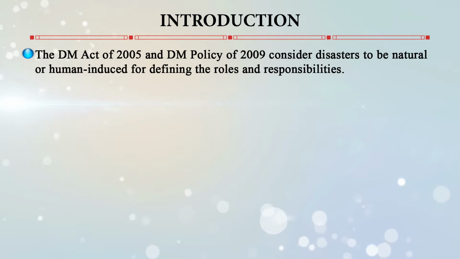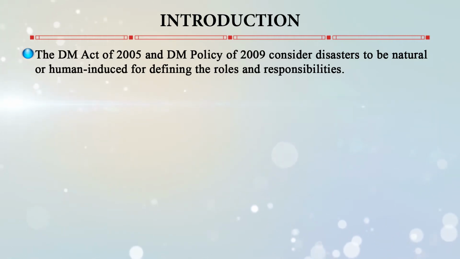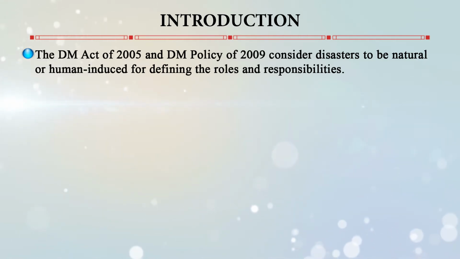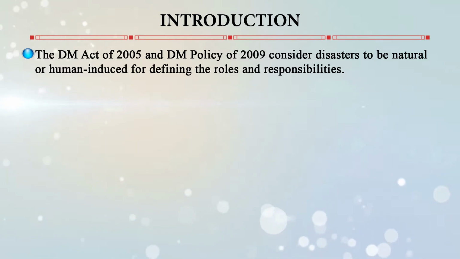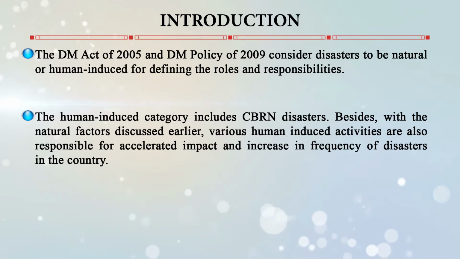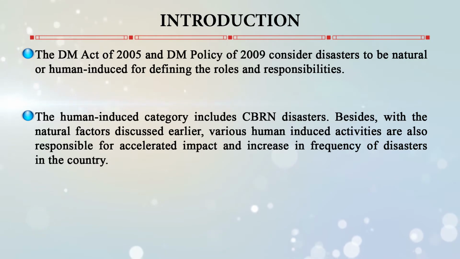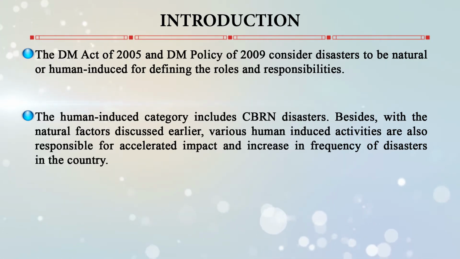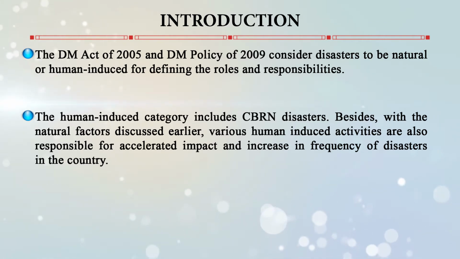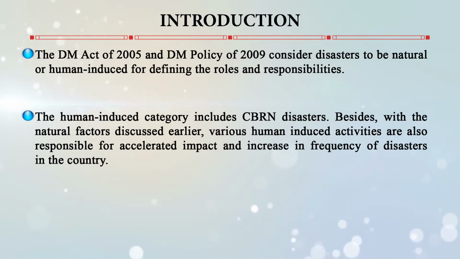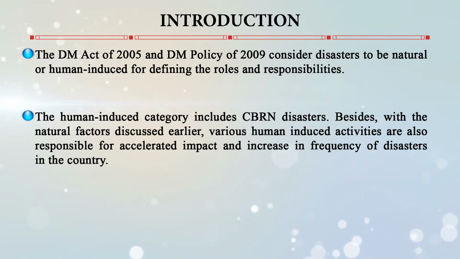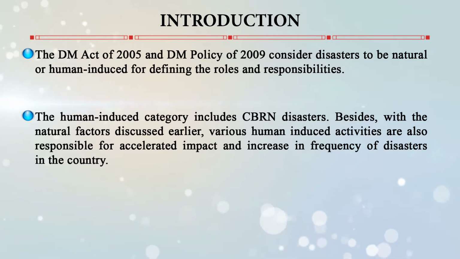Now, the Disaster Management Act of 2005 and the Disaster Management Policy of 2009 consider disasters to be natural or human induced for defining the roles and responsibilities. The human induced category includes the CBRN, that is chemical, biological, radiological and nuclear disasters. All these can occur in industries. For example, there can be accidents, nuclear accidents or explosions. In the same way, chemical accidents can occur, and then there can be fire and explosion. So here again we need the disaster policies and acts to be in place, and the force to come and help us in time of need.